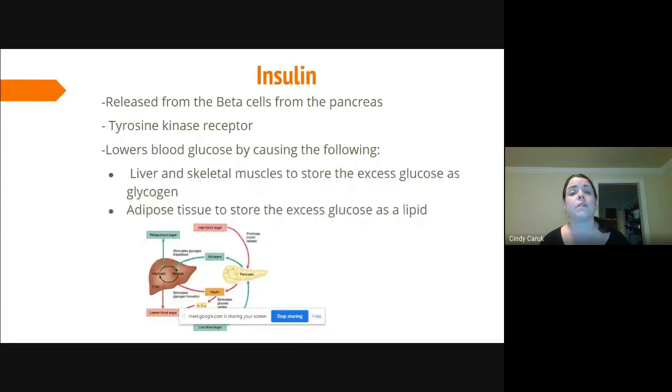So insulin itself is released from the pancreas, the beta cells. It's a tyrosine kinase receptor, so it has two receptors. They each bind insulin, then they come together. And then they have different kinases, so they can start multiple pathways that could do different things. And insulin's job is to lower the blood glucose, and it does that by having your liver or skeletal muscles take up blood glucose and turn it into glycogen, or your adipose tissues store the excess glucose as lipid or fat.